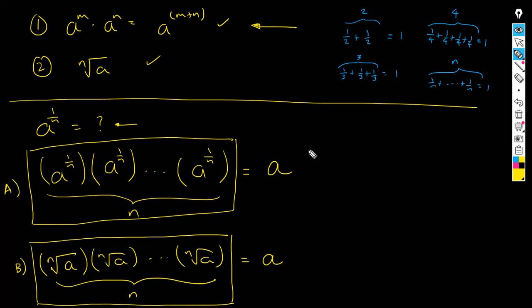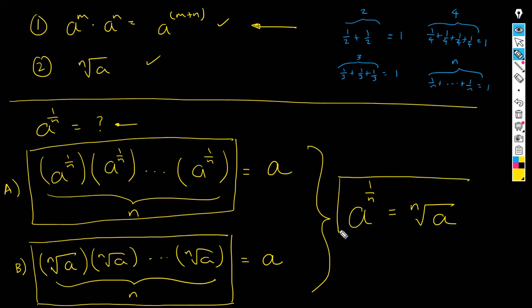When you put together these two facts, you should arrive at the conclusion that a to the 1 over n is nothing but the nth root of a. This is the result that I wanted to get at. This is my discovery: a to the 1 over n is equal to the nth root of a.